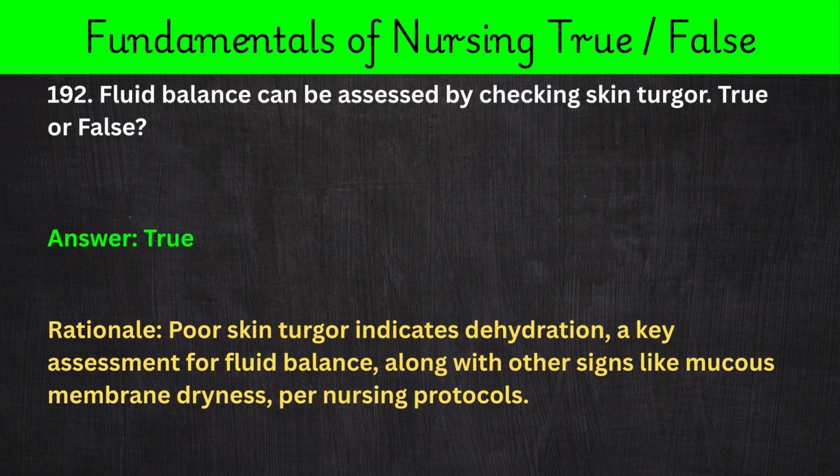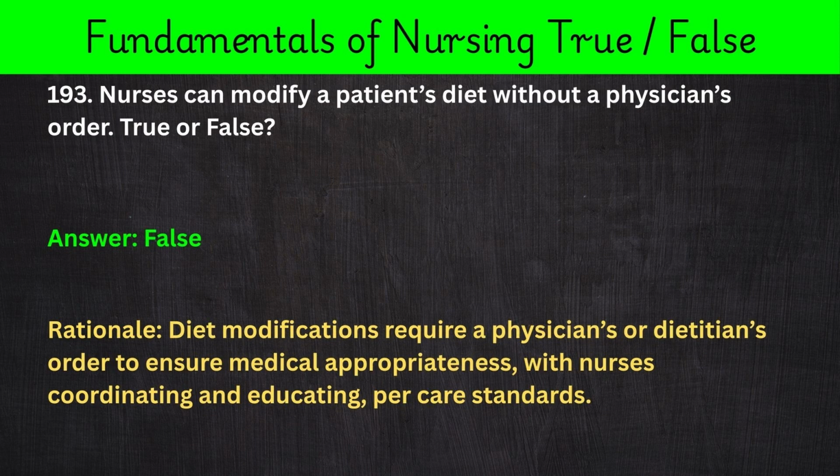192. Fluid balance can be assessed by checking skin turgor. True or false? Answer: true. Rationale. Poor skin turgor indicates dehydration, a key assessment for fluid balance, along with other signs like mucous membrane dryness, per nursing protocols. 193. Nurses can modify a patient's diet without a physician's order.